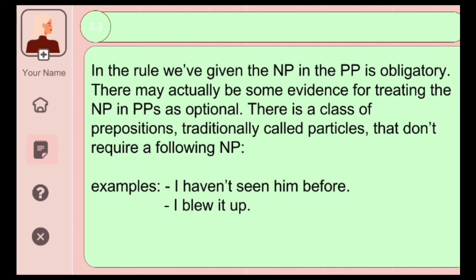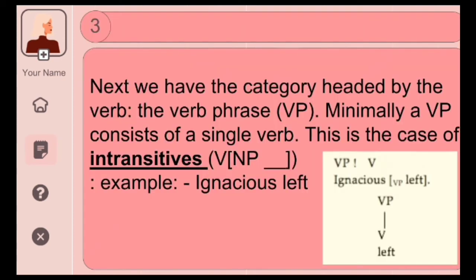There is a class of words traditionally called particles. As an exercise, you might try to think about the kinds of phenomena that would distinguish particles from prepositions without a noun phrase. Next, we have the category headed by the verb, the verb phrase. Minimally, a verb phrase consists of a single verb.